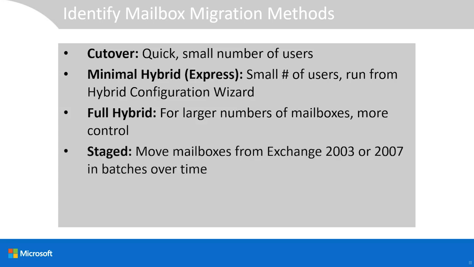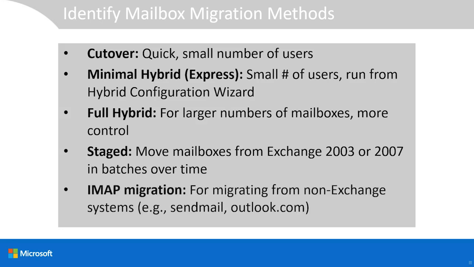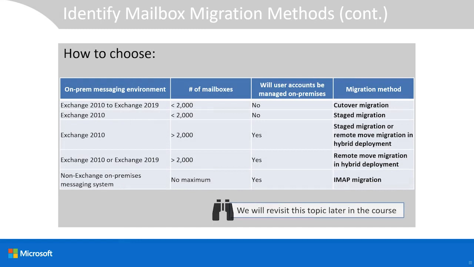And you can also do a staged migration, which is typically reserved for older versions of Exchange. Or in the case that you have a non-Exchange mail system, for example, Sendmail or Outlook.com, you can use an IMAP migration to migrate all of your user mailboxes and user data. And we'll talk more about this later in the class, but broadly, if you want to do a small number of users with a modern version of Exchange, you're likely going to do a cutover migration. If you have an older version of Exchange, you'll probably use staged. If you have a larger number of users with a modern version of Exchange, you'll probably do a remote move migration in hybrid deployment. And as I said, anything non-Exchange, you'll use IMAP.